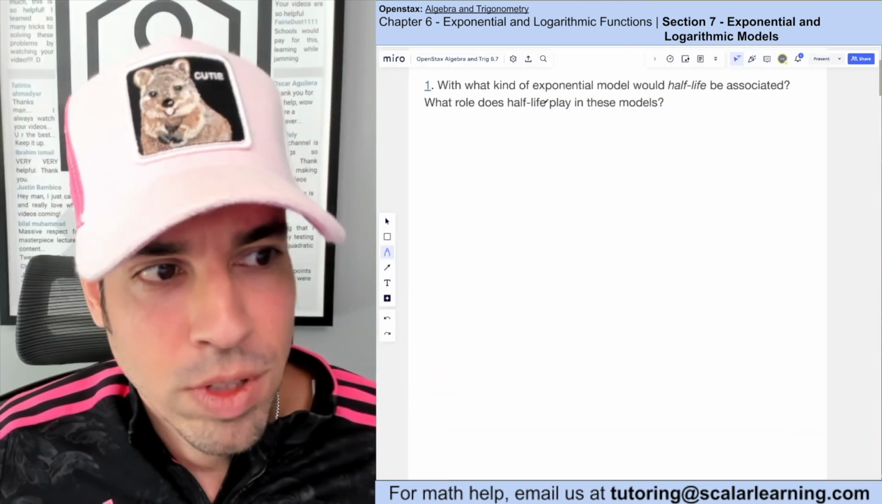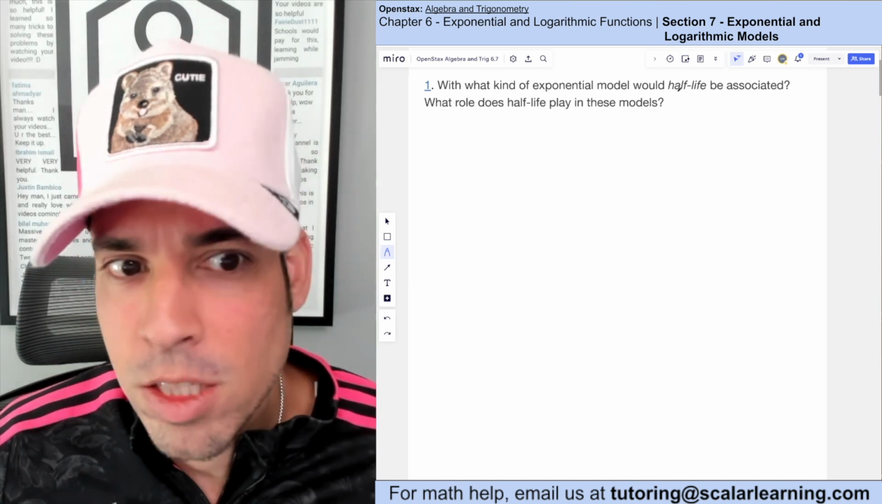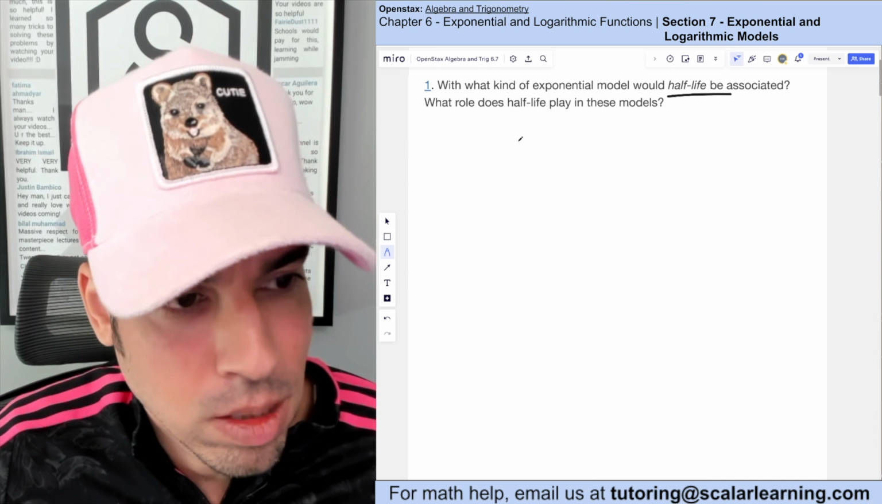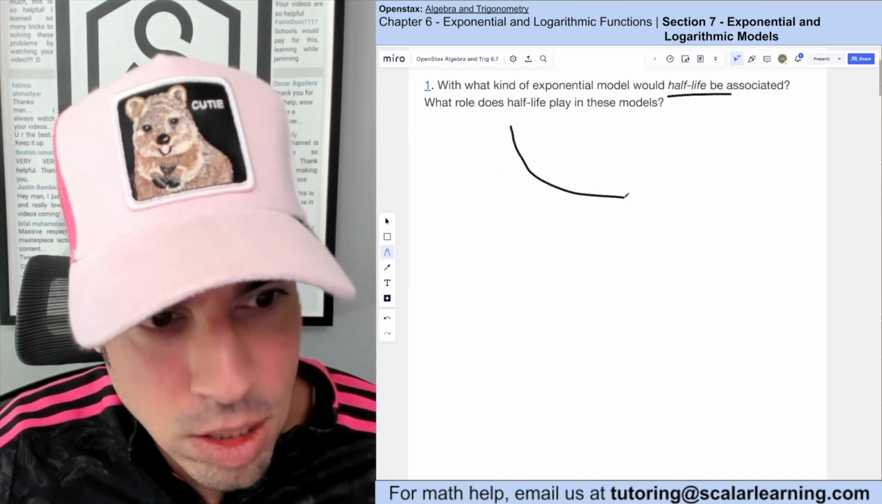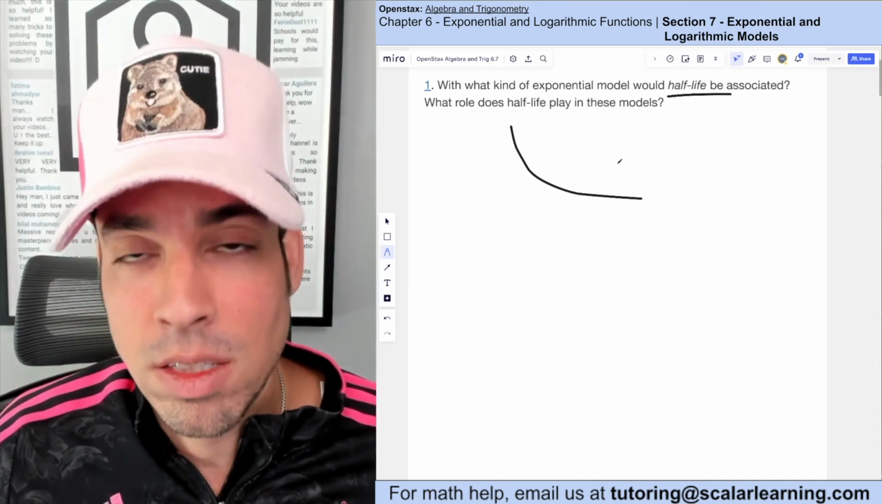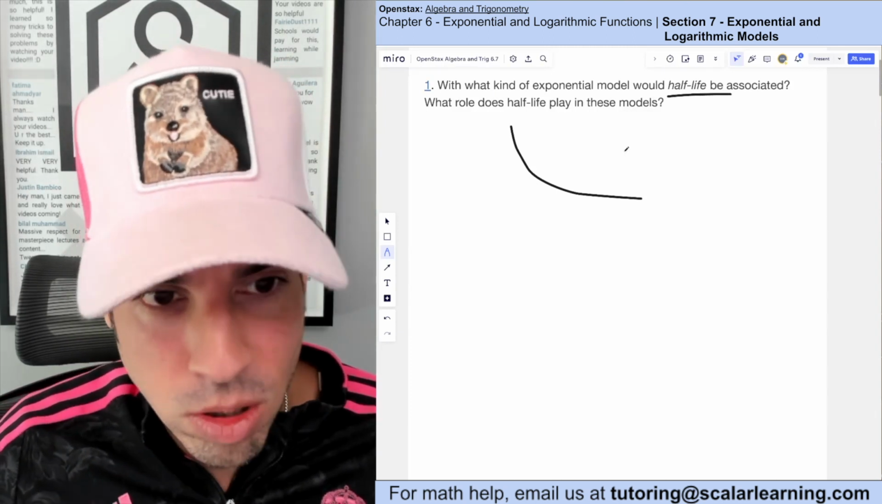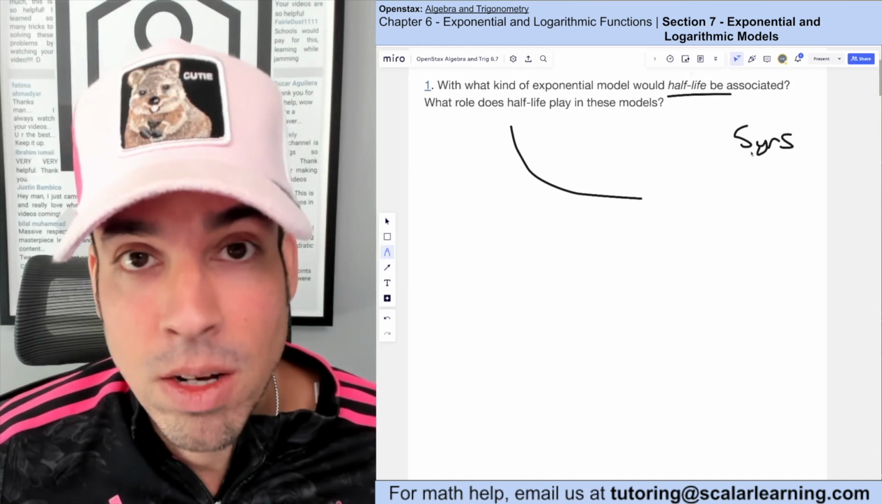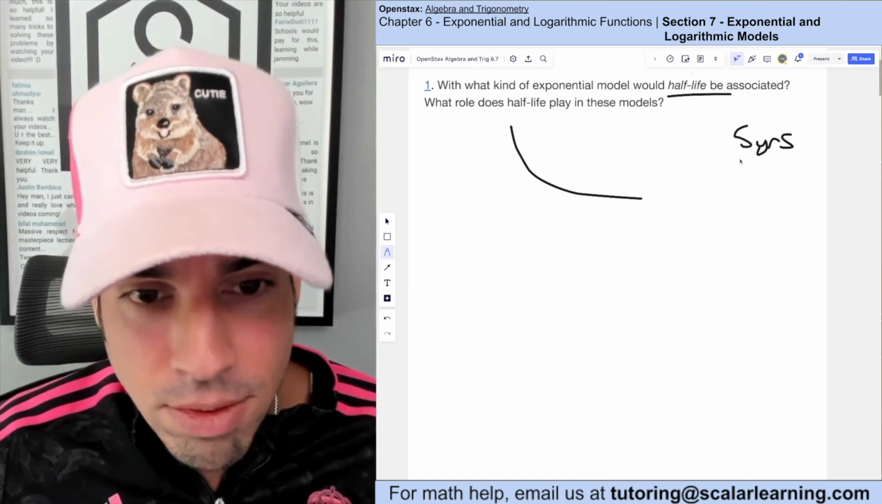Let's do it. So for this first question, it says, with what kind of exponential model would half-life be associated? And this would basically be exponential decay, because half-life is like something getting smaller every certain period of time. So for example, if you have a half-life of 5 years of some compound, that means every 5 years, half of it is going away.